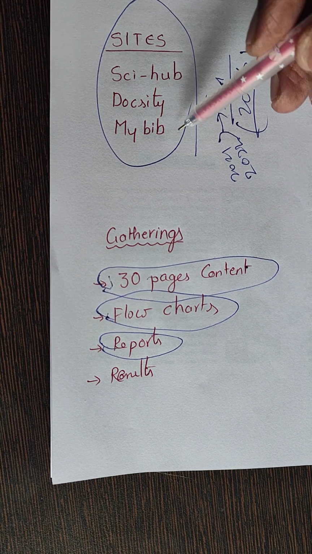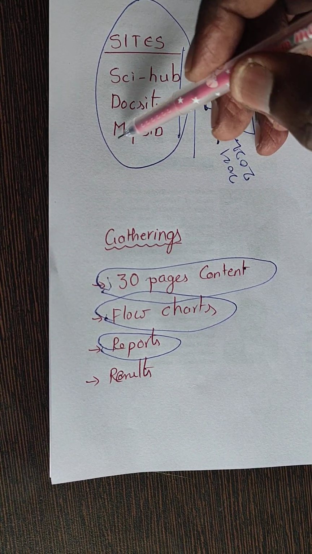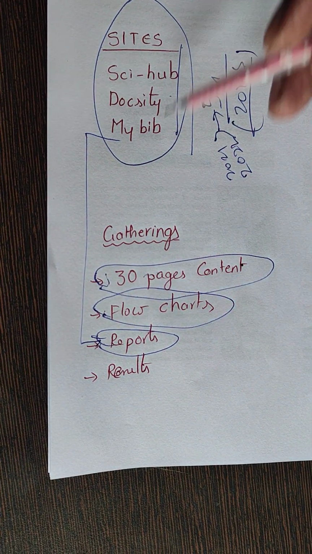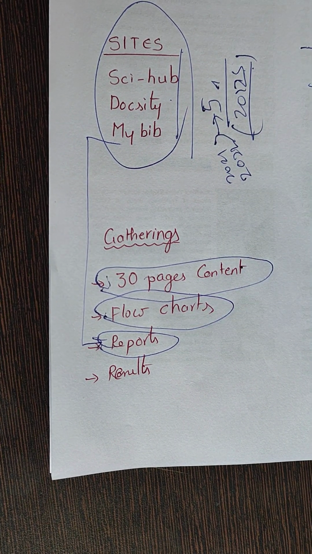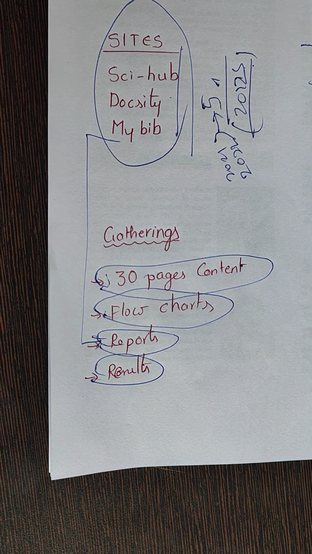Or if you get reports from these sites on a particular topic, use those reports, but don't directly copy paste them. Generate the reports again and write your own result, how much it could be.